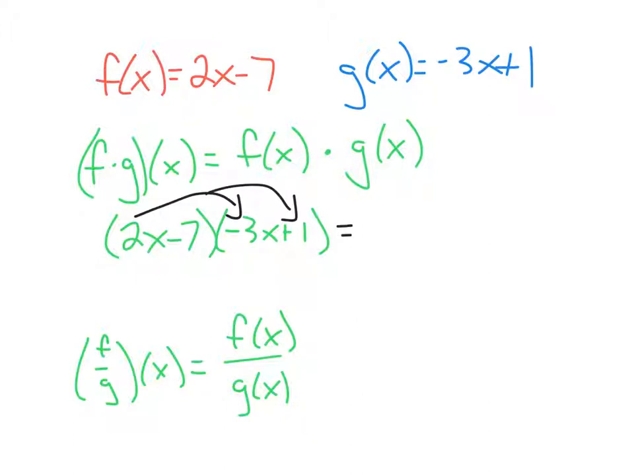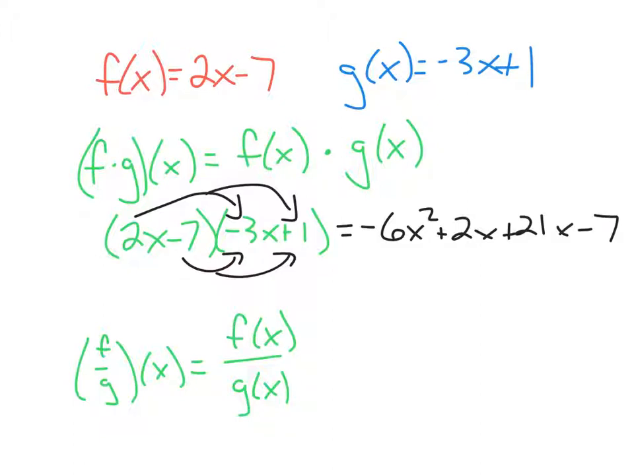So it would be negative 6x squared plus 2x plus 21x minus 7, and then we should combine like terms. You should always be simplifying as far as you can. And so that would be f times g of x.